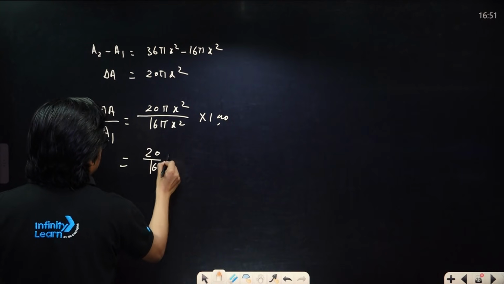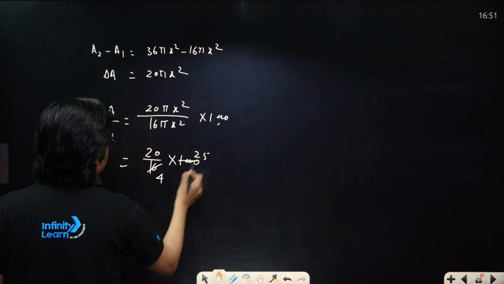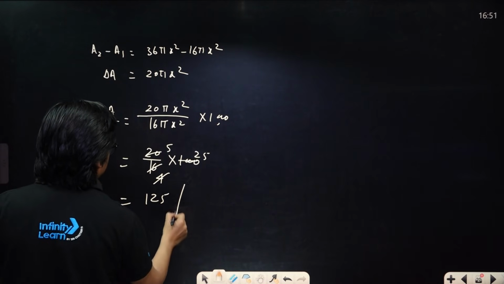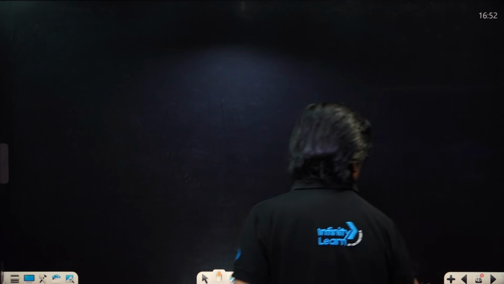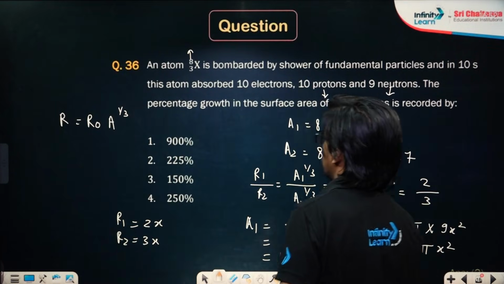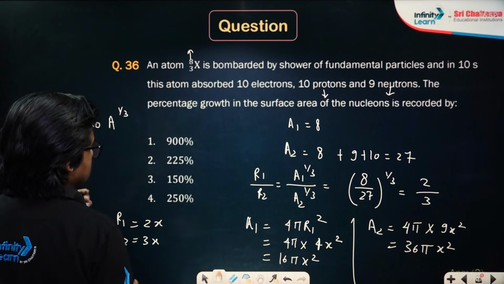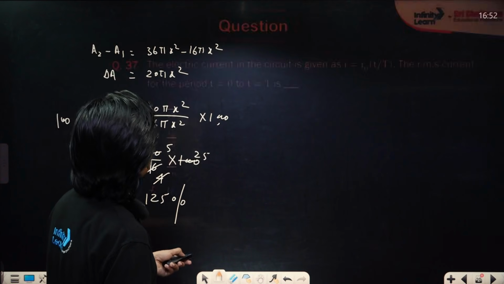20 by 16 into 100. 4, then 25 here, then 5 here. It is 125%. Okay, so I'm getting this 125%, but there is no option given with this 125%. Let us see this. Okay, let me move to the next question and I will come back to it.